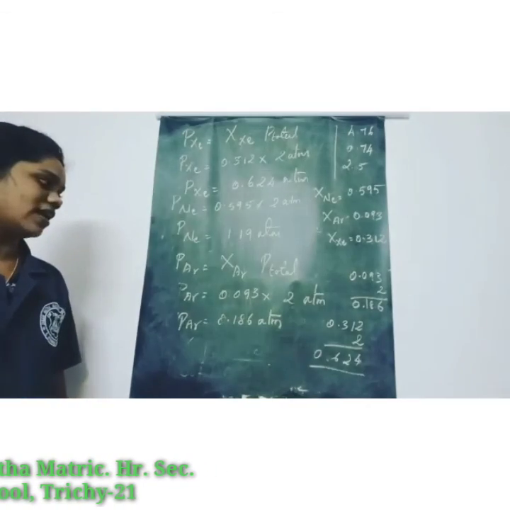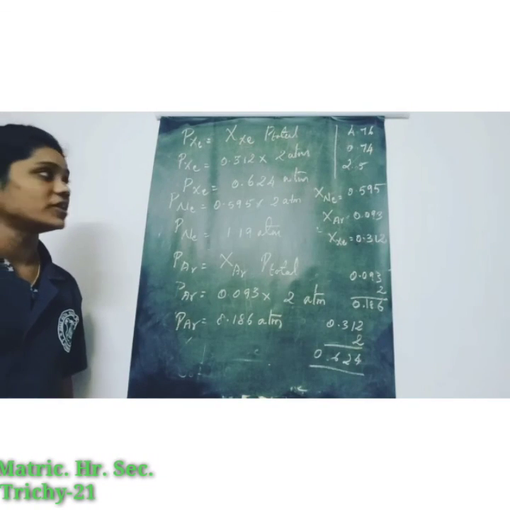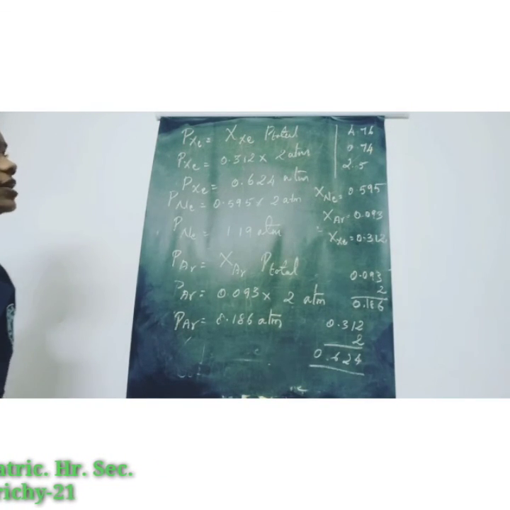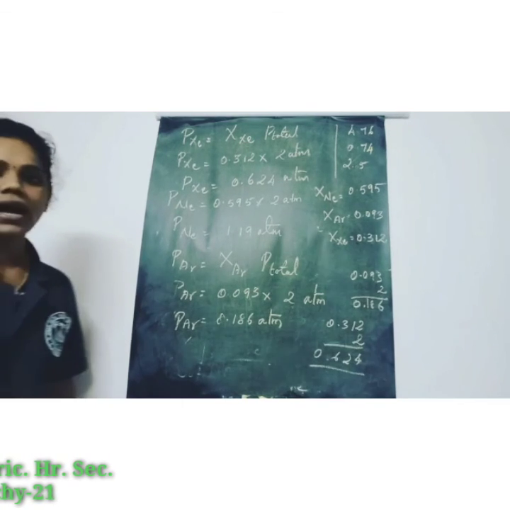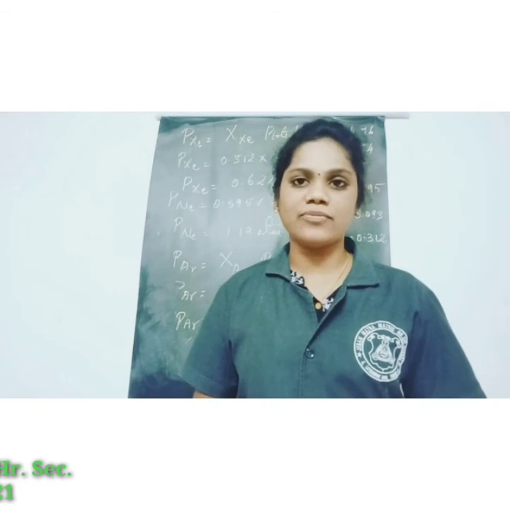So for neon the partial pressure is 1.19 atmosphere, in argon 0.186 atmosphere, and xenon 0.624 atmosphere. And that's all, these problems are based on Dalton's law of partial pressures.